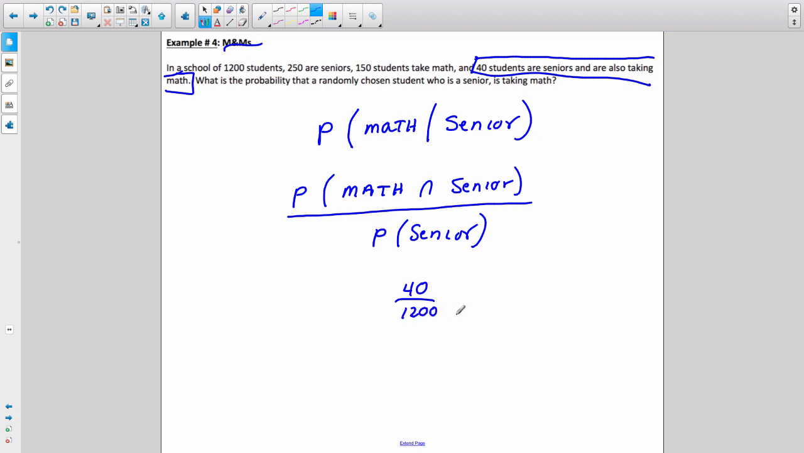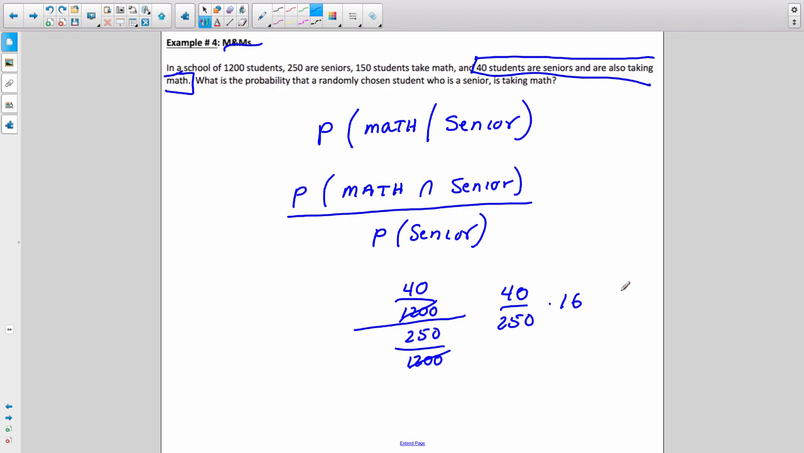Now we divide that by just seniors. So you have 1,200 students. How many did they say were seniors? 250. Cool. So again, as usually happens, the 1,200s will disappear when you multiply by the reciprocal, and you're left with 40 out of 250. So in this conditional probability, 40 divided by 250 is 0.16, or 16%.